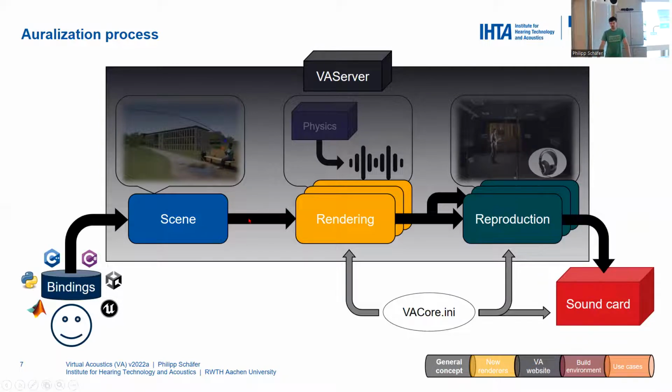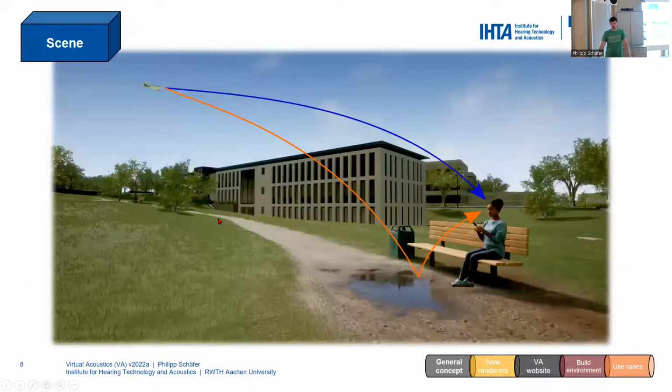Okay, now let's take a more detailed look at each of those three steps, starting with the scene. So same example, aircraft flyover. I talked about how we use objects as a starting point for the auralization, and the most important objects are, of course, sound sources, in this case the aircraft, and receivers, which is in this case the listener on this bench. But there's more to it.